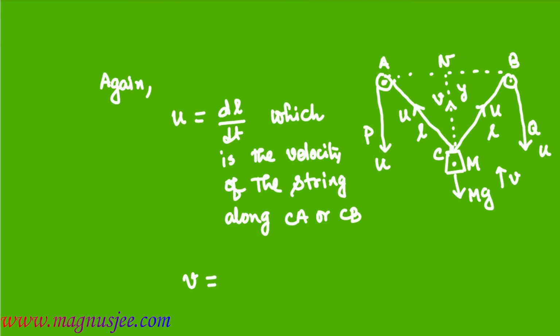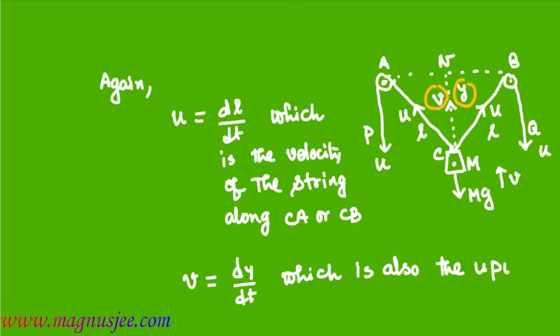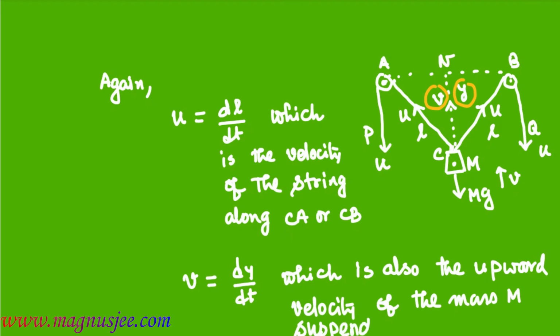And now v, the upward velocity of the mass M. v is parallel to y. That's why v equals dy/dt, the rate of change of displacement with respect to time. v equals dy/dt, which is the upward velocity of the suspended mass M.